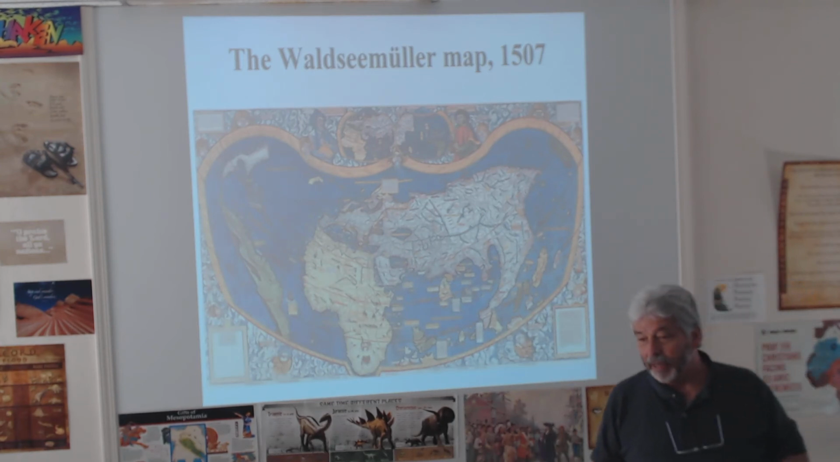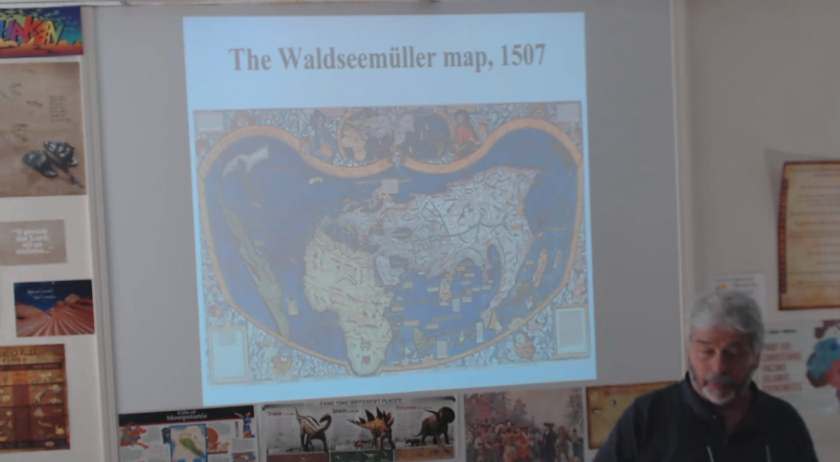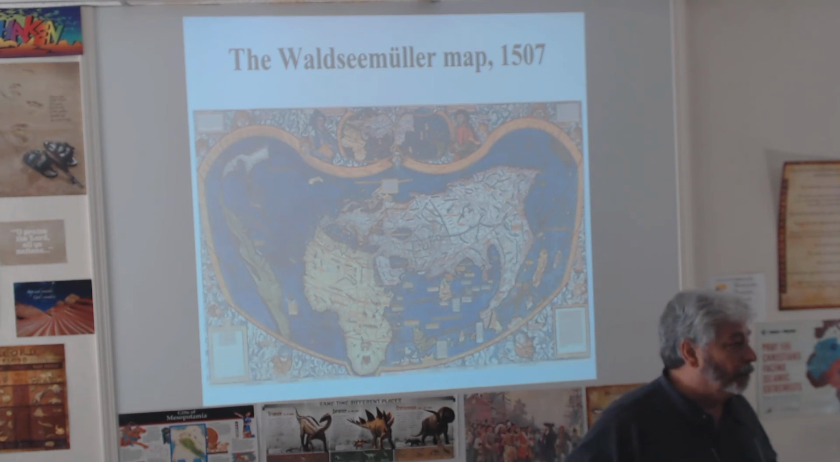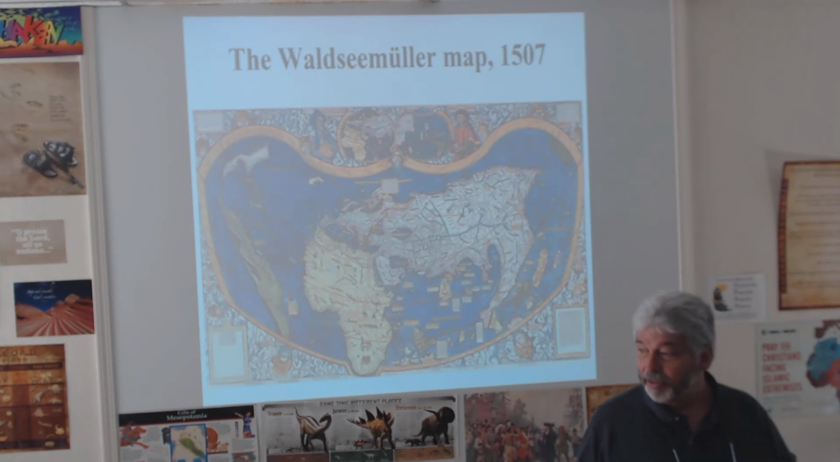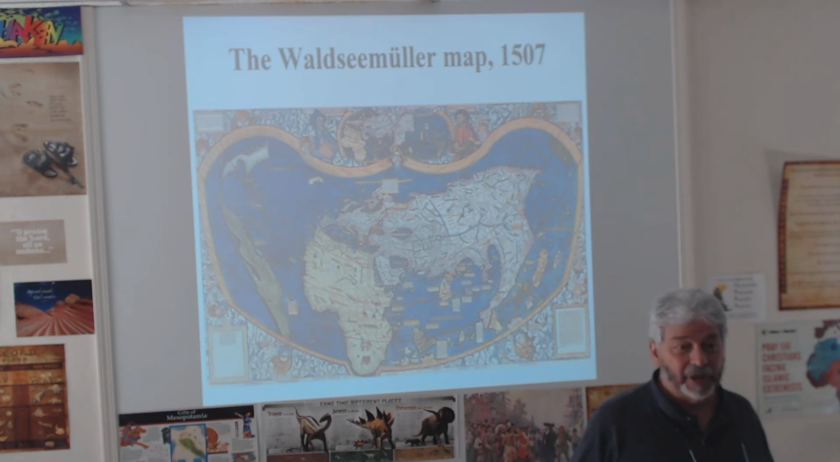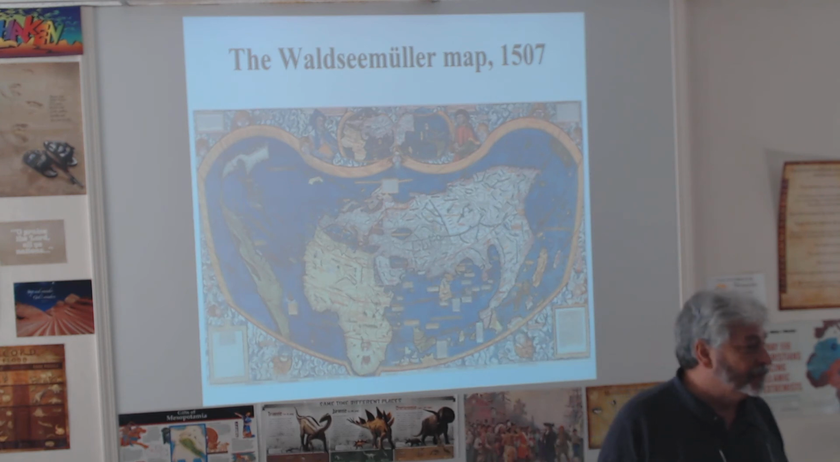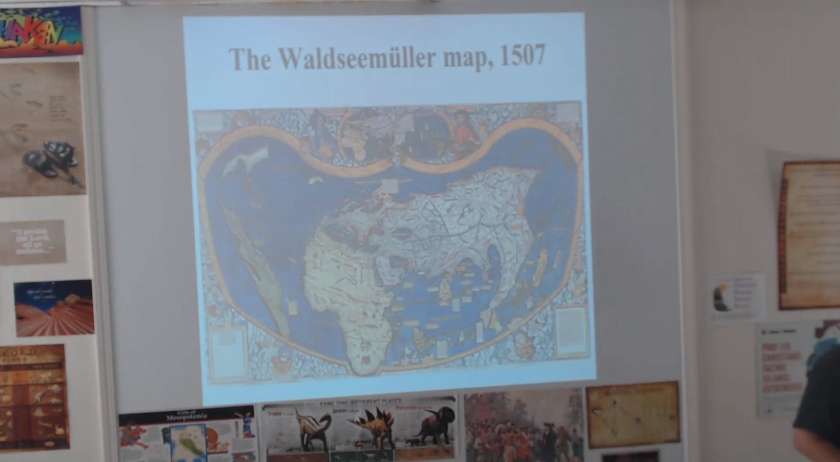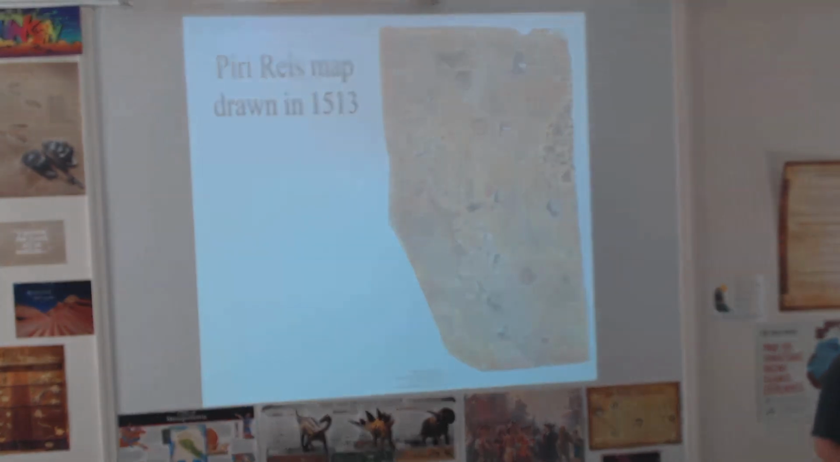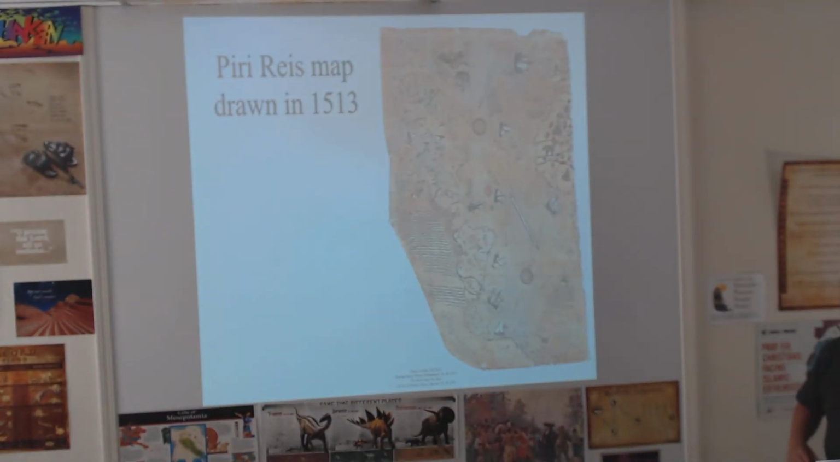And if the Chinese emperor had not put a stop to their exploration, they would have settled America before Europeans ever got here. And America would be vastly different. It would be more Chinese today than European, possibly. Who knows what would have happened? Maybe there would have been wars and all kinds of things. Here's a map drawn in 1513. It shows Central and South America shores.